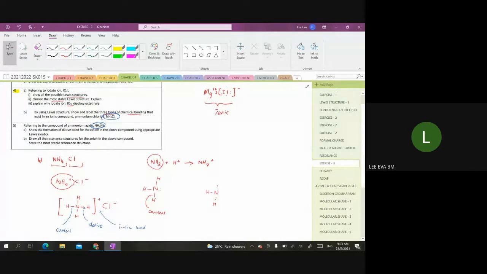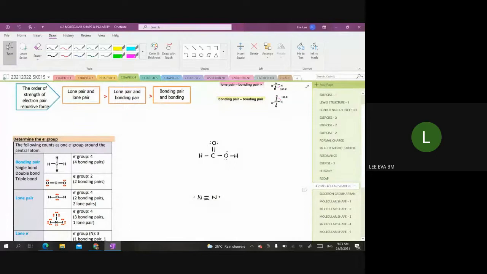Okay, then if you have done, we want to proceed to 4.2. Molecular shape and also polarity. But this hour we will try to do molecular shape only. Polarity will be on Thursday.